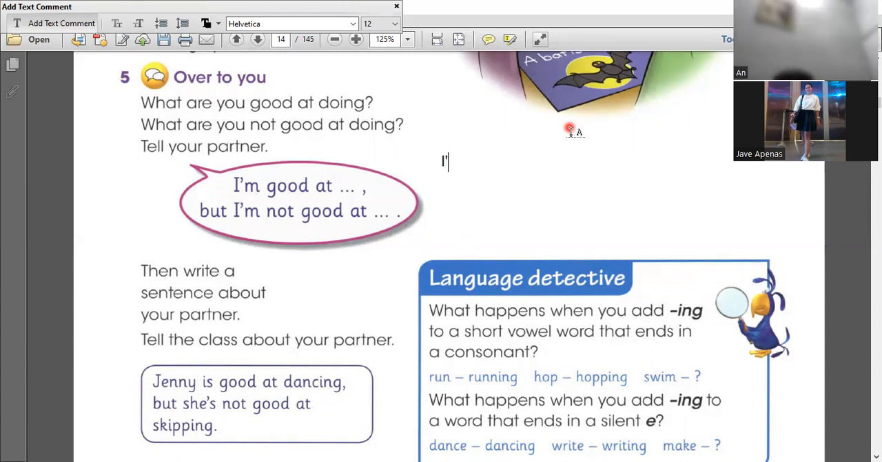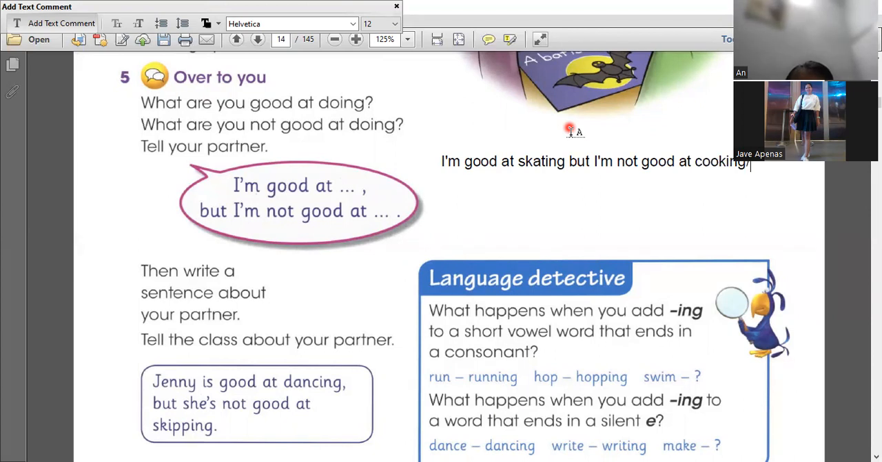Yeah, please say, I'm good at skating, but I'm not good at cooking. That's right.